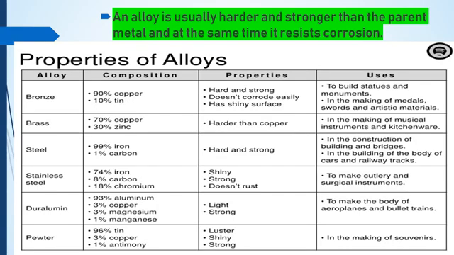Next, properties of alloys. The first alloy is bronze. In that we have 90 percent copper and 10 percent zinc. So what are the properties? Hard and strong, doesn't corrode easily, has a shiny surface. Yes, very hard, it won't corrode, and it has a shiny surface.